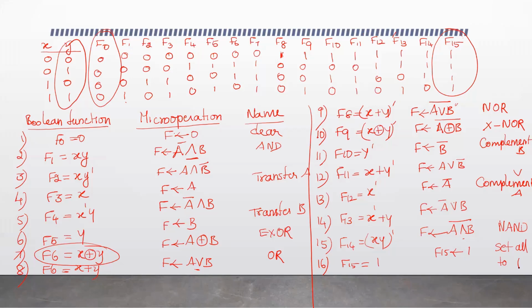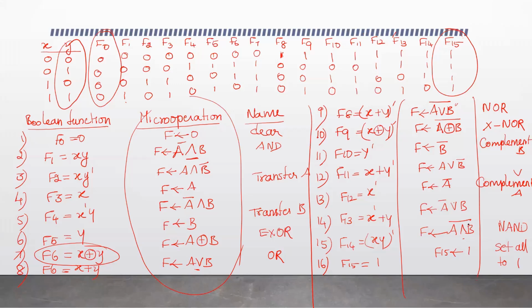So all these 16 operations can be performed on these two binary variables X and Y. And this truth table shows all the 16 operations. Each column represents one logic microoperation that we have written here. You need to be clear about the symbols used, and the way we write the Boolean functions and the corresponding microoperations.